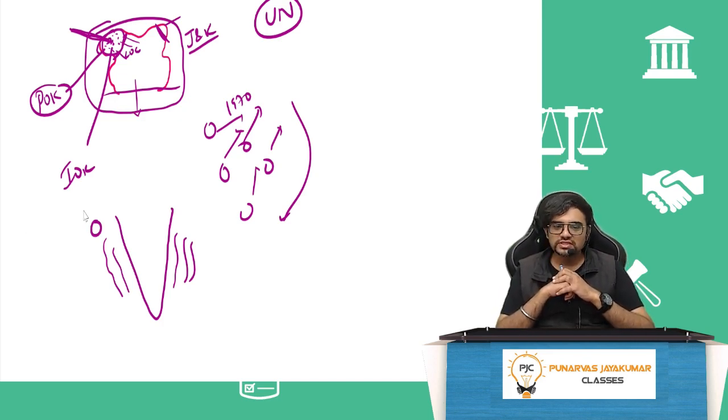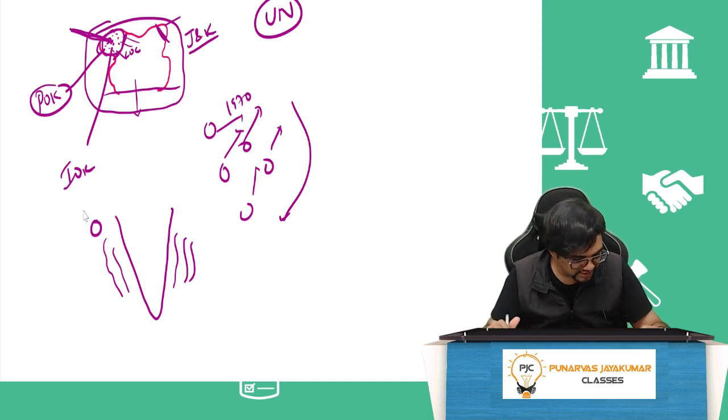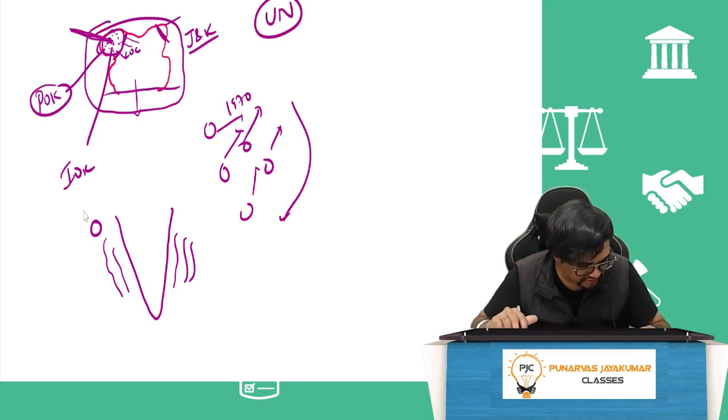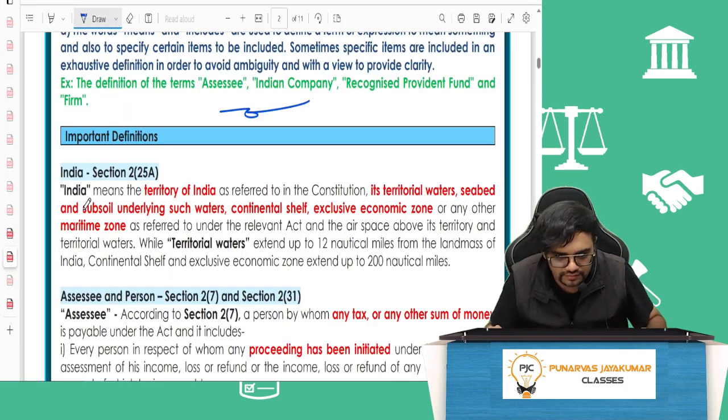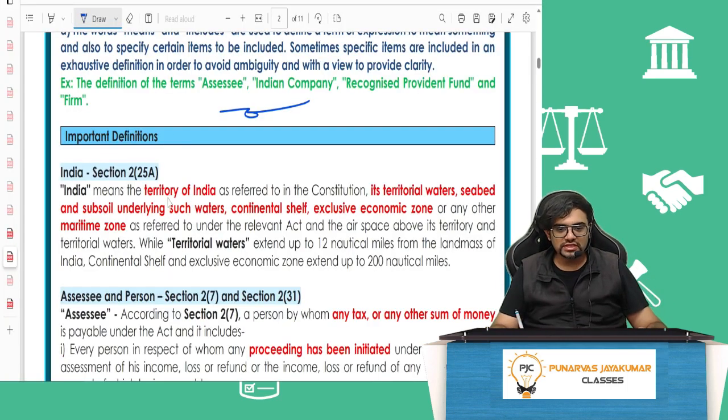Yes. So basically, there are certain things called nautical miles, correct? Based on the nautical miles, everything is decided. So let's see what those nautical miles are. If you see the definition of India, check it out, guys. India means territory of India. This is Section 2 clause 25A of the same Act only. I have copy pasted it here. You can read the notes only.